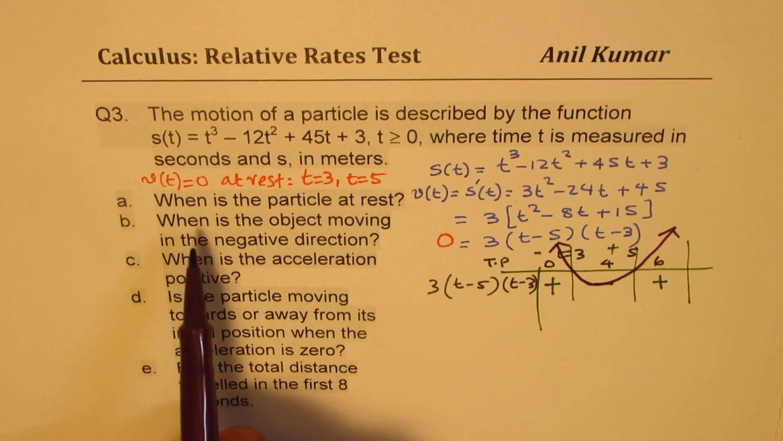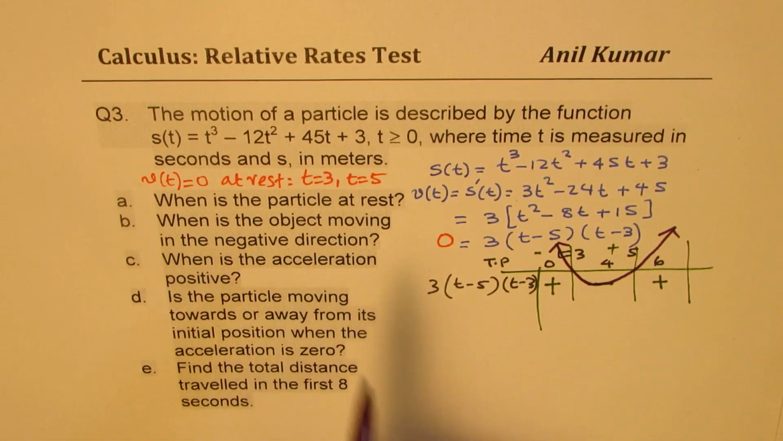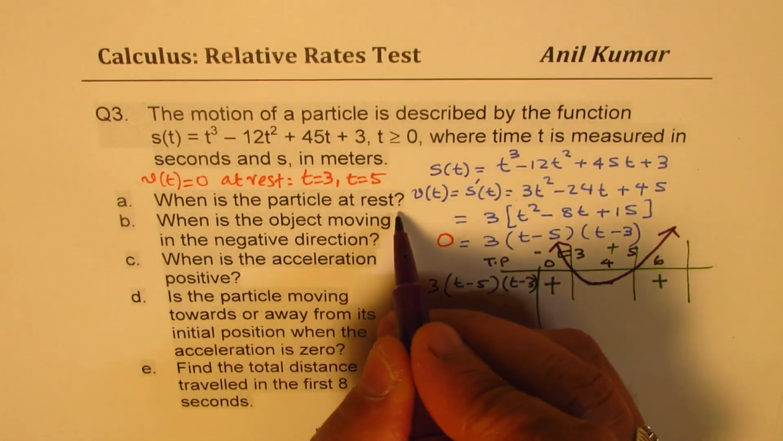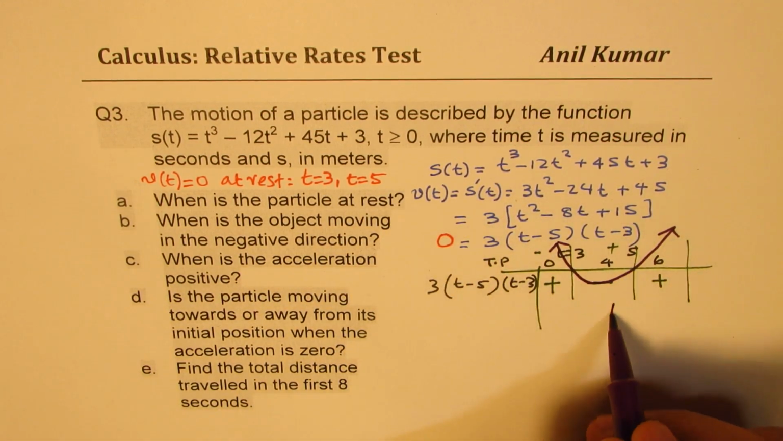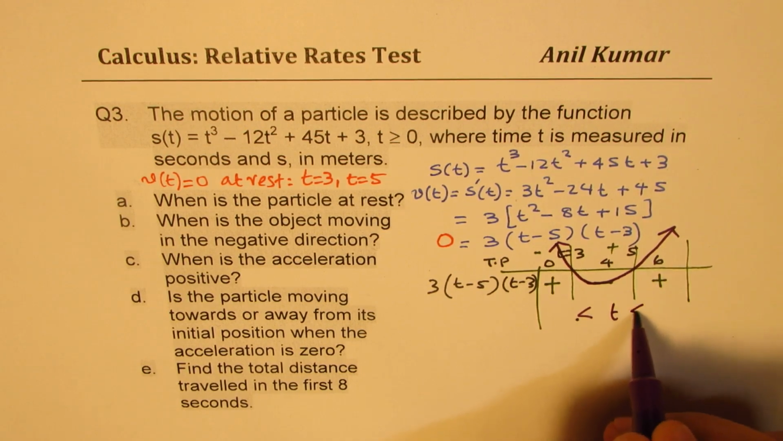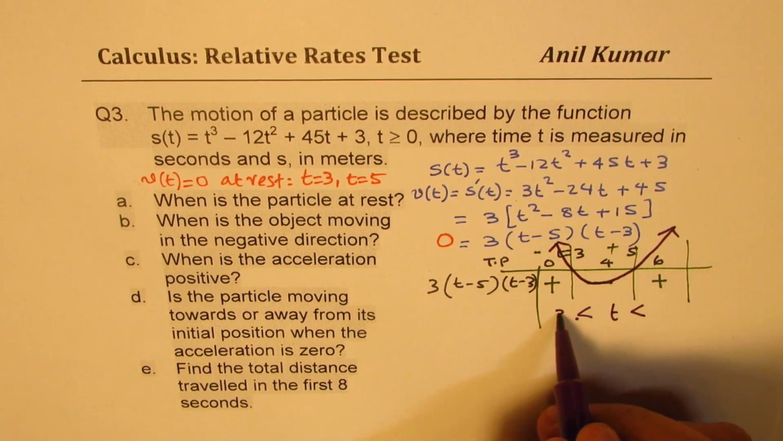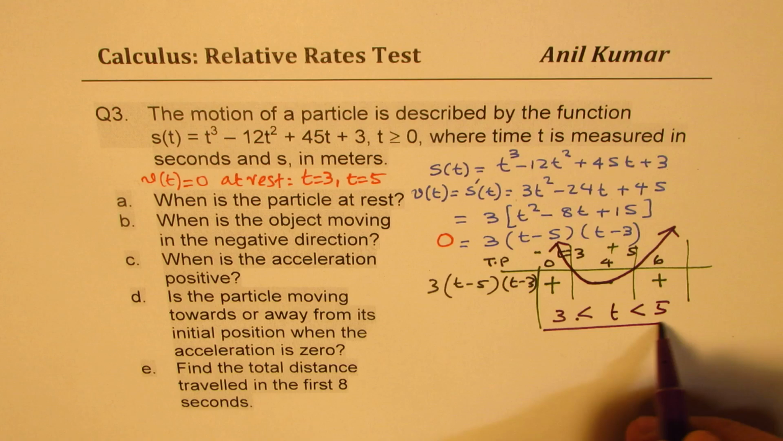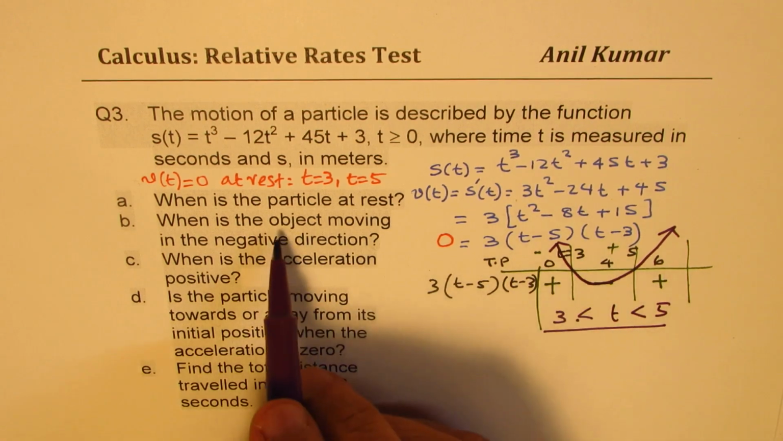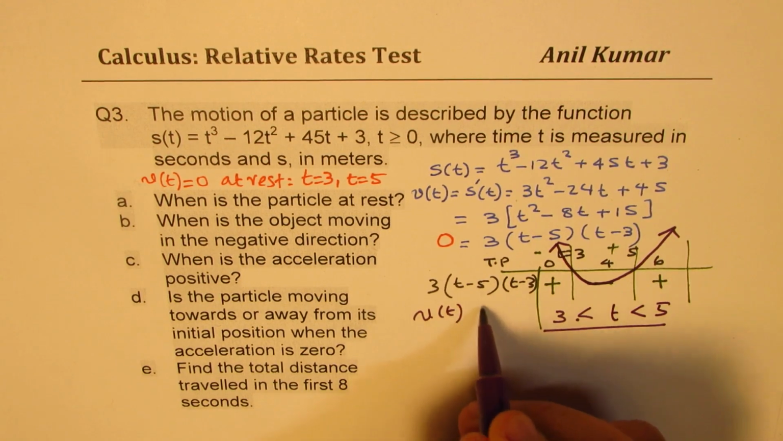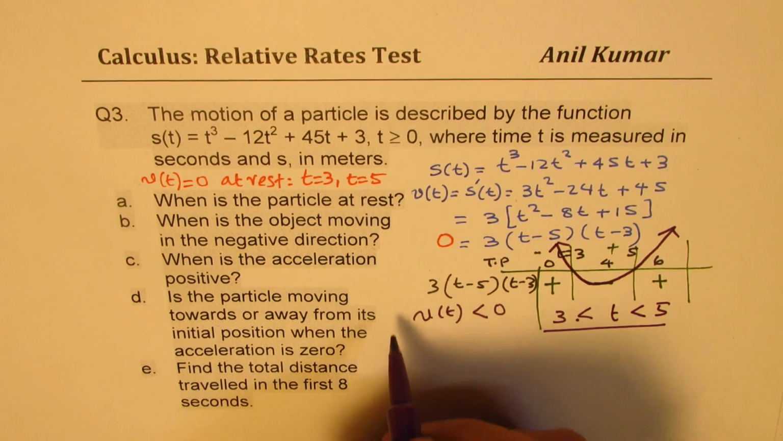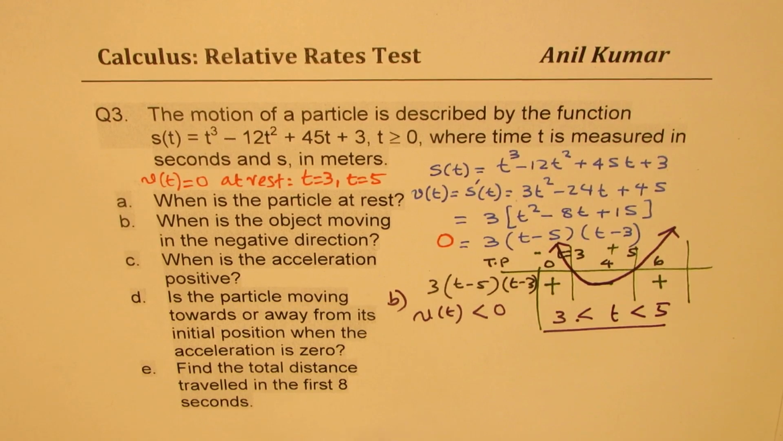So when we say, when is the object moving in the negative direction? It is when t is greater than 3 and less than 5. So this is the time when the particle or the object is moving in the negative direction, or we can say v of t is less than 0, correct? So that is the part B answer. I hope this is absolutely clear, right?